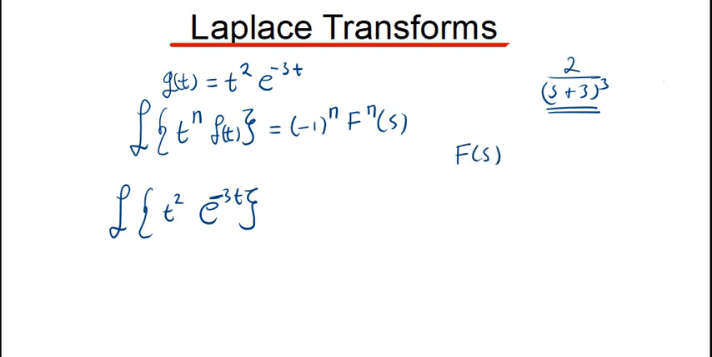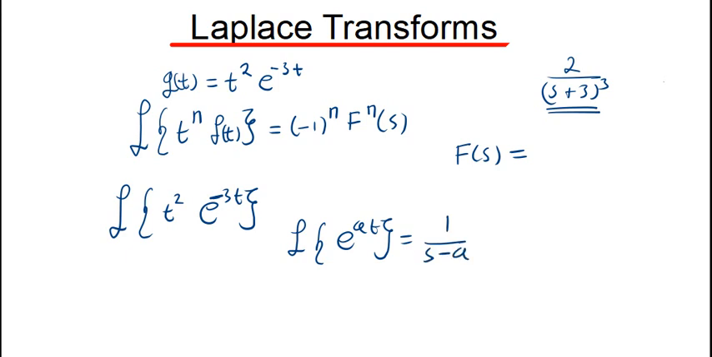So looking for the derivative of this, I believe by now is very simple. This is just coming from the fact that the Laplace transform of e to the at is equal to 1 over s minus a.